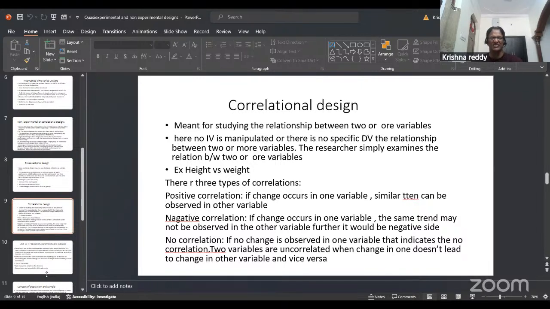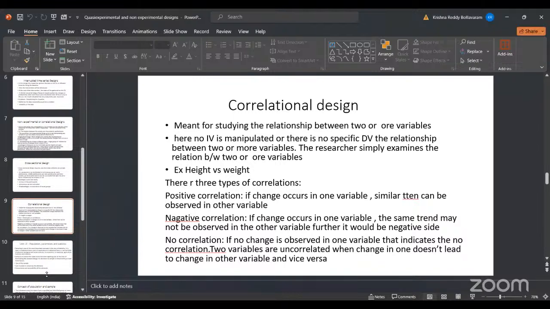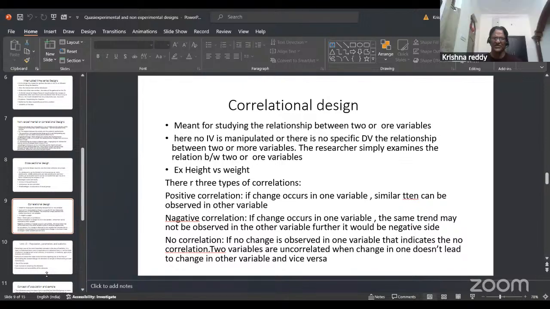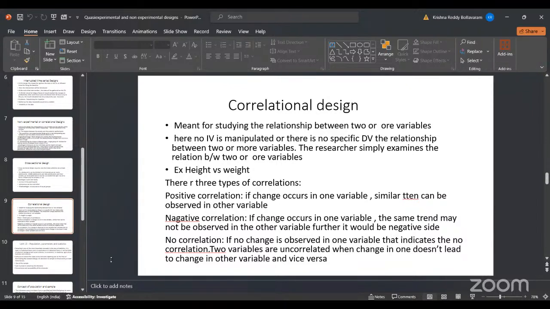If one increases, the other one is not increasing. The marks in mathematics are very high, but you do not see the same in English for the same candidates. If they are very low, then there is negative correlation. And if there is no change at all in the marks, no negativity, no positivity, no increase, no decrease, they stay like that only, then we can call it no correlation or zero correlation.